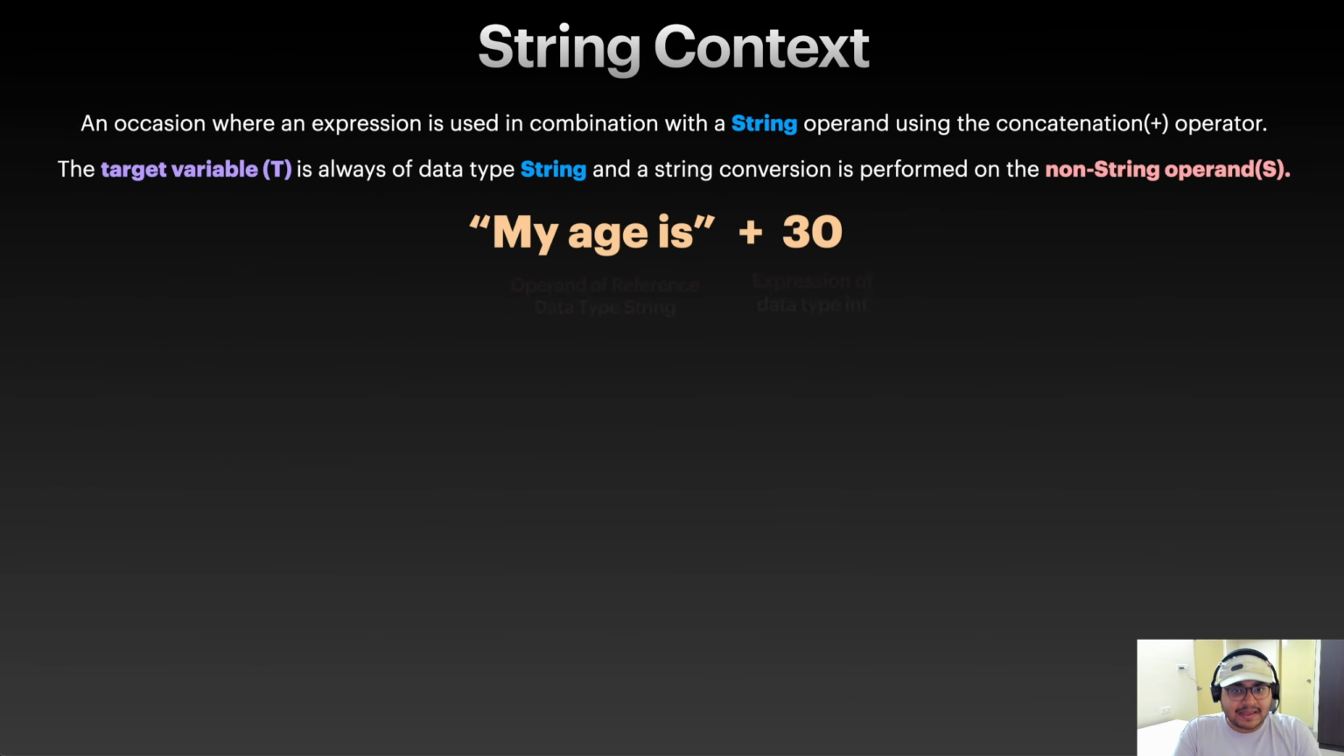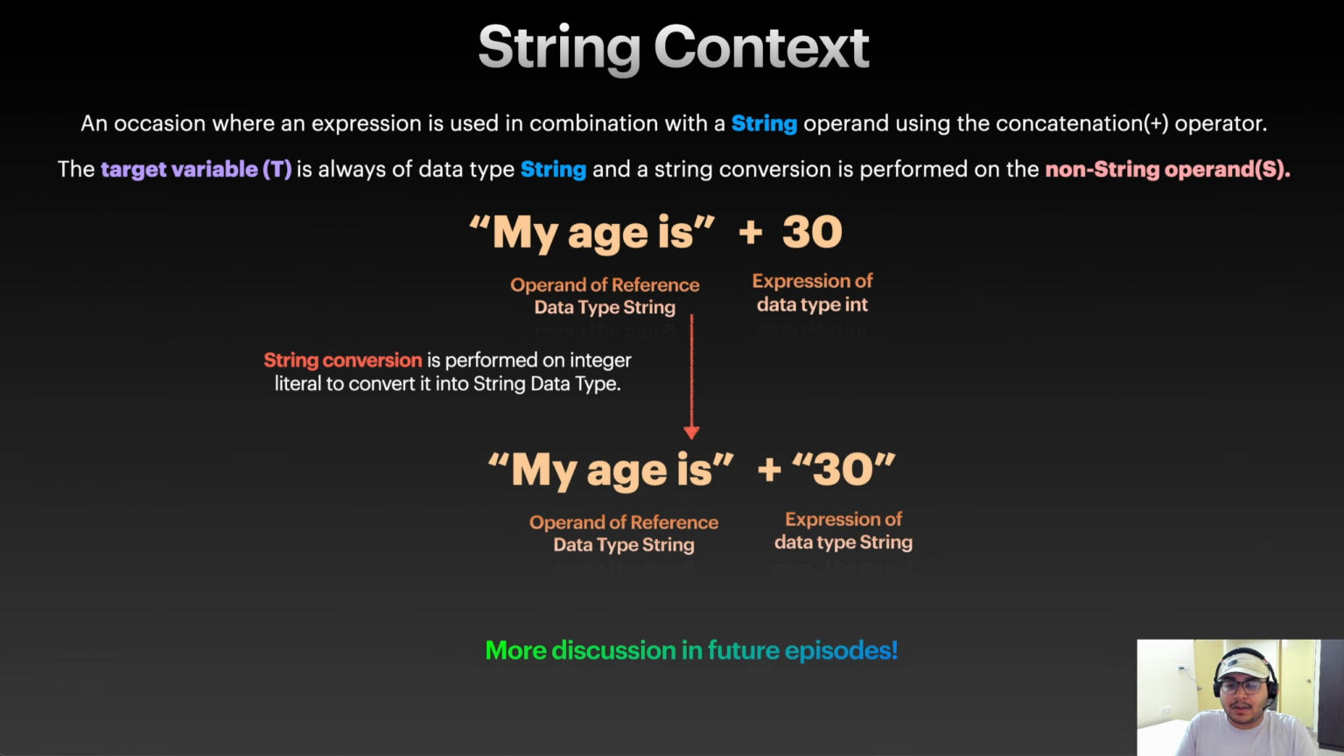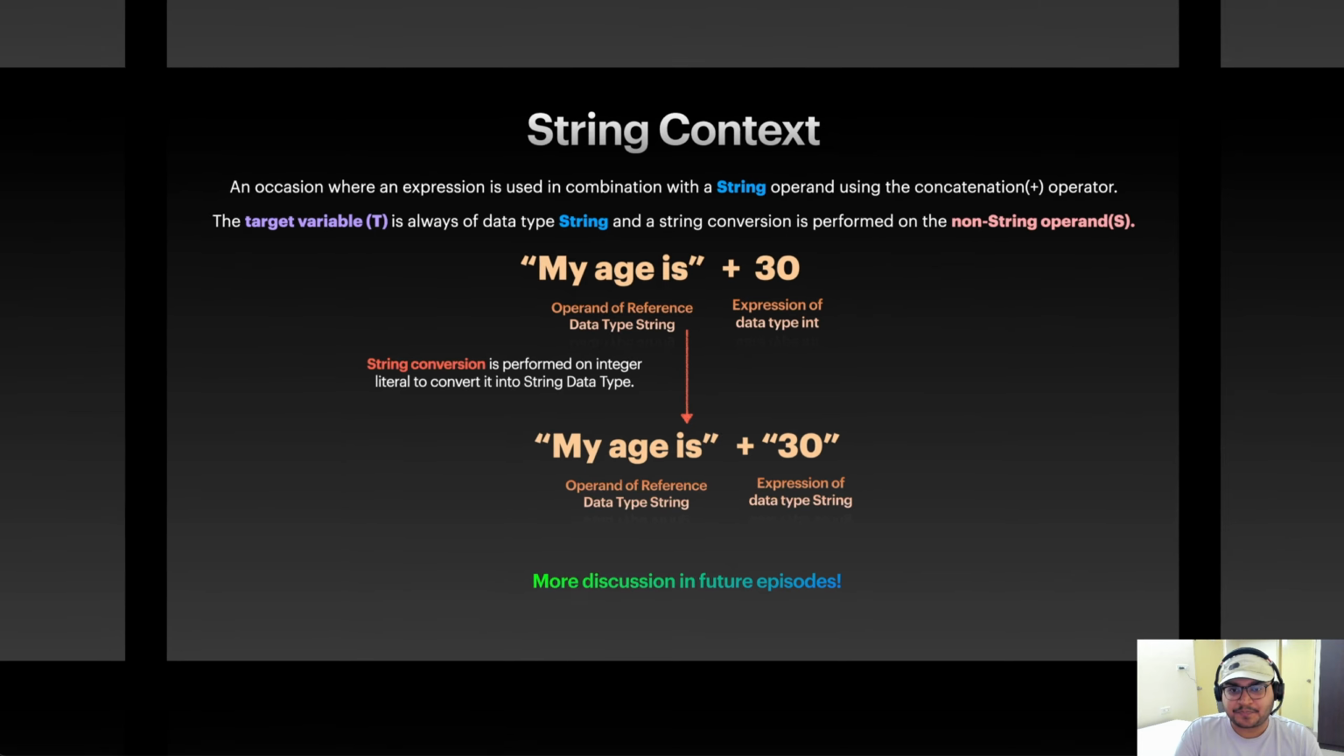In a string context, an expression is combined with a string using the concatenation operator, converting the expression's value into a string data type. For example, my age is 30. Here 30 is a literal of data type int, but it undergoes string conversion and gets itself converted into the reference data type string. More details will be discussed in future when we talk about strings and the concatenation operator, and then we will talk about string context.